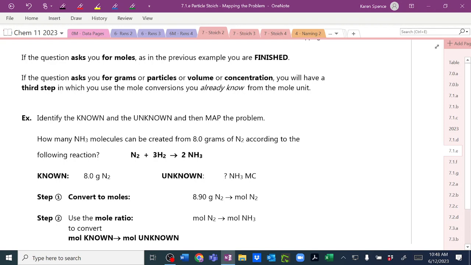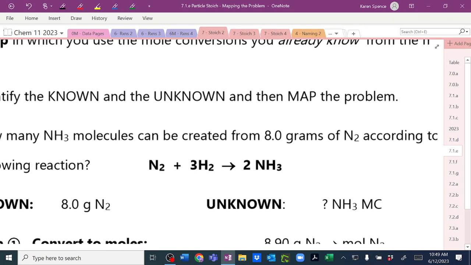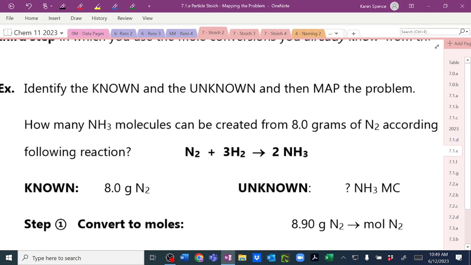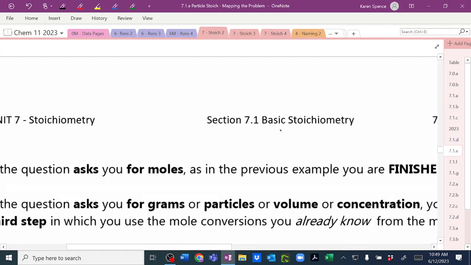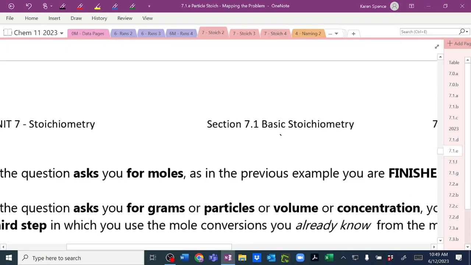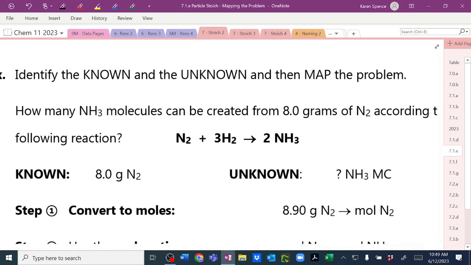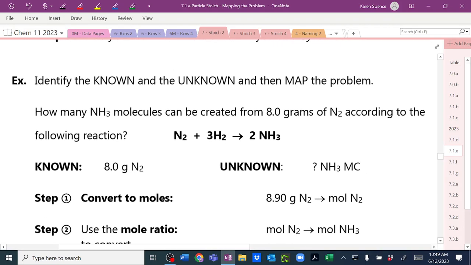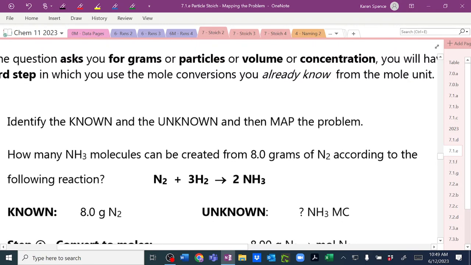Do we want to do a problem with grams and molecules? Yes? Okay, let's do a problem with grams and molecules. So here we have a question, and this is on page 29. Identify the known and unknown, and then we're going to map the problem. Okay.